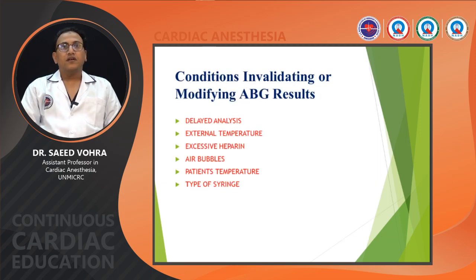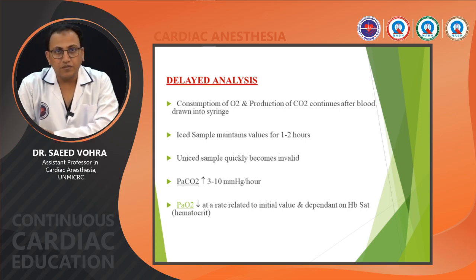Conditions which may invalidate the ABG results are delayed analysis, external temperature, excessive heparin, air bubbles, the patient's temperature, and the type of syringe. If the sample is kept too long, the consumption of O2 and production of CO2 continues after blood is drawn into the syringe. This may lead to a decrease of O2 and an increase of CO2.